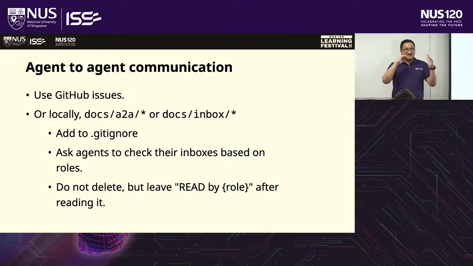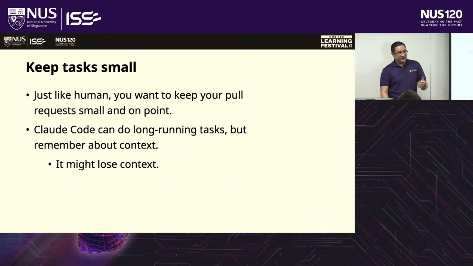Agent communication. So these are like the team, how do you communicate? Usually in the real world, you get into a meeting room and then discuss. So for agent to agent, they need to talk as well. So create these folders and tell them docs, A2A, agent to agent communication. Ask them to talk to each other, basically kind of like email without an email address. Check their inboxes based on roles. Do not delete, but leave as read. It's kind of like leaving a trail as well, because the things that you read are still good to add context. And keep tasks small, just like with humans, right?